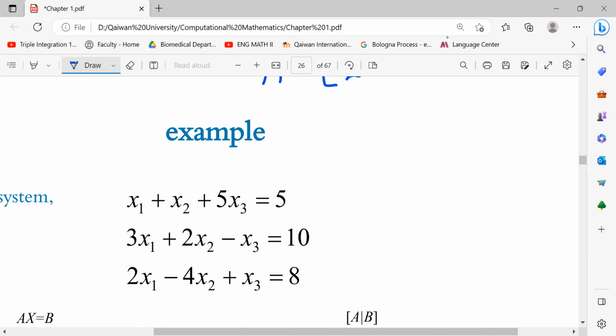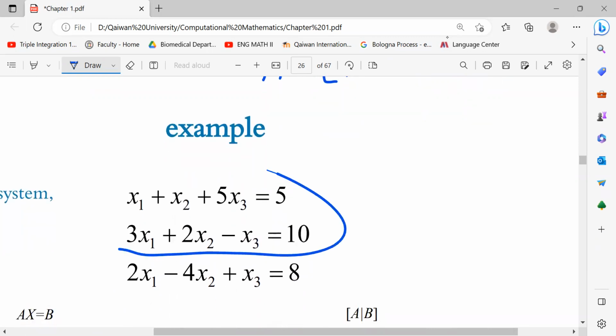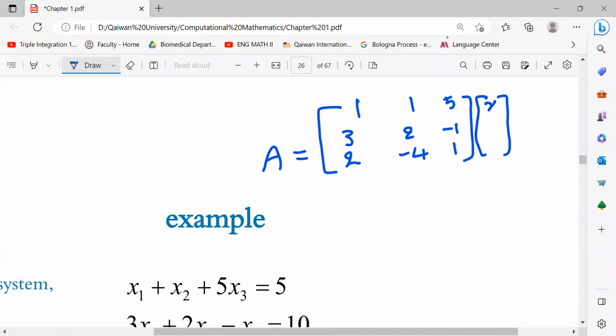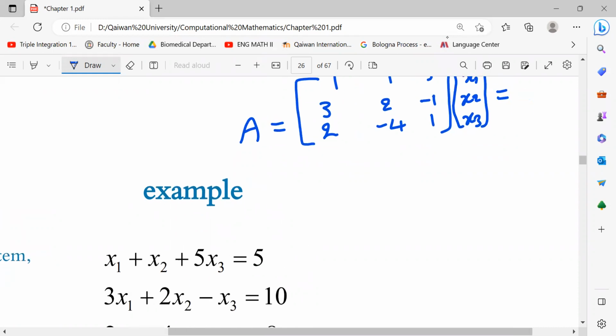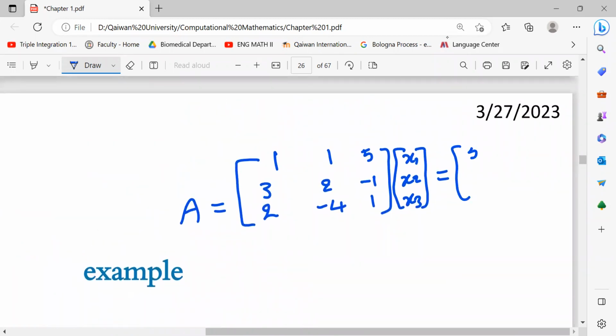I said if we have x4 here also, if we have that. Even if it's not in this equation, it's okay, no problem. We count it. Here, it's x1, x2, x3. It's equal to what? Equal to b. What's b? The constants: 5, 10, 8. This is the matrix form of the system.